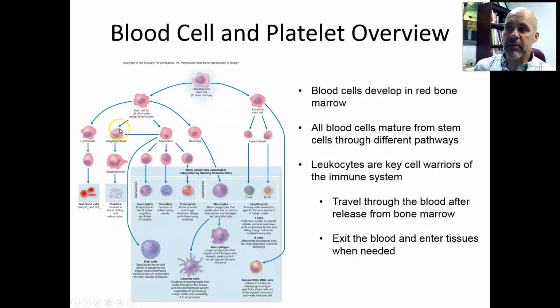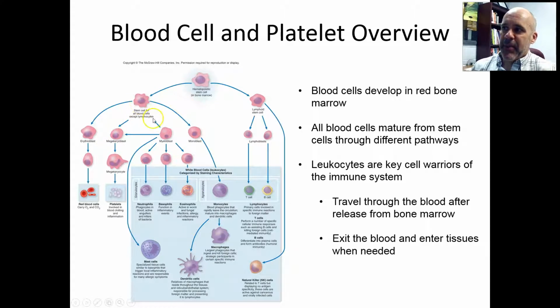And then some of them become cells that are called megakaryoblasts. Those become megakaryocytes. So they're just undergoing changes, and those ultimately break apart and become platelets. So those are very important for both blood clotting and also inflammation.